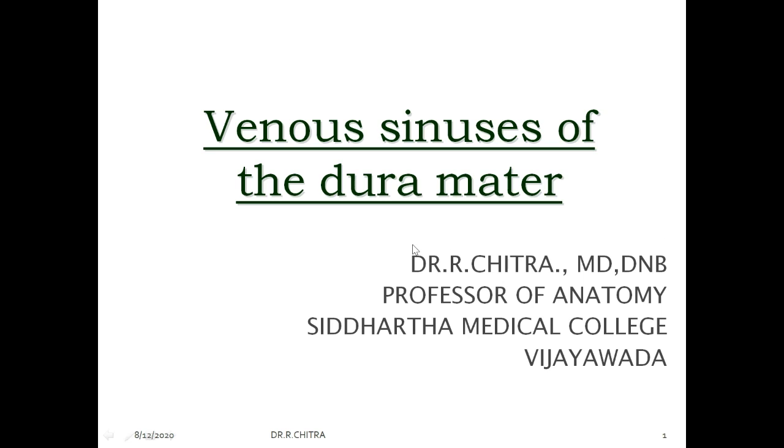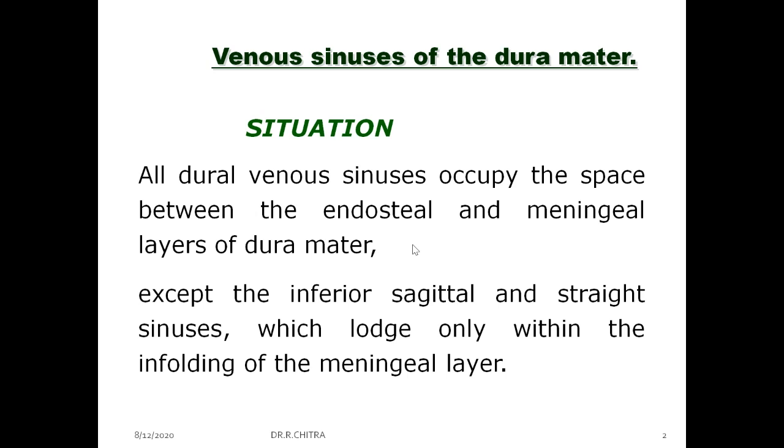Now we will start the dural venous sinuses. Situation: all the dural venous sinuses are present between the endosteal and the meningeal layers of the dura mater. You can write situation or formation also, except the inferior sagittal and the straight sinuses, which lodge only within the enfolding of the meningeal layer. So these two sinuses are the exceptions, which are only within the meningeal layer: inferior sagittal and straight sinuses.